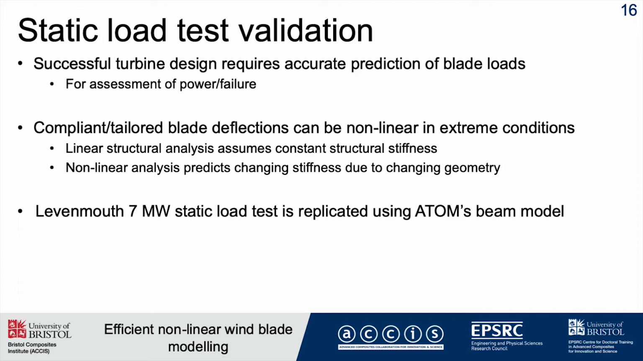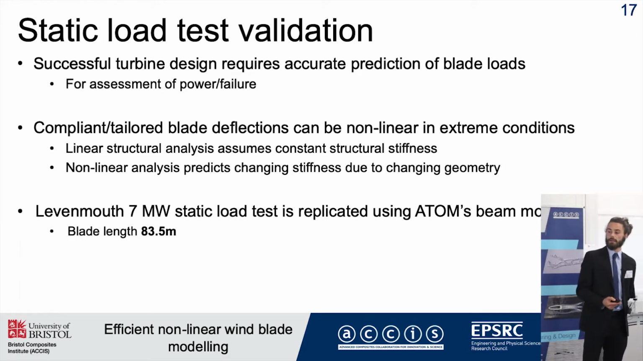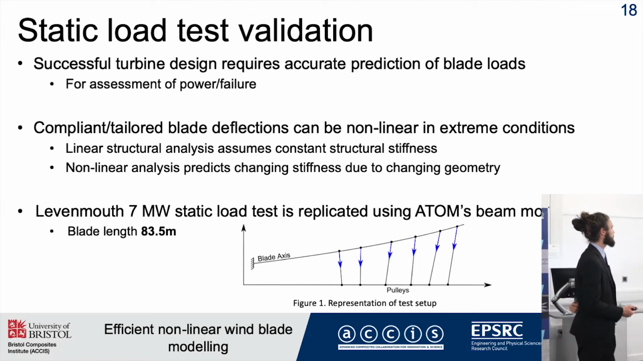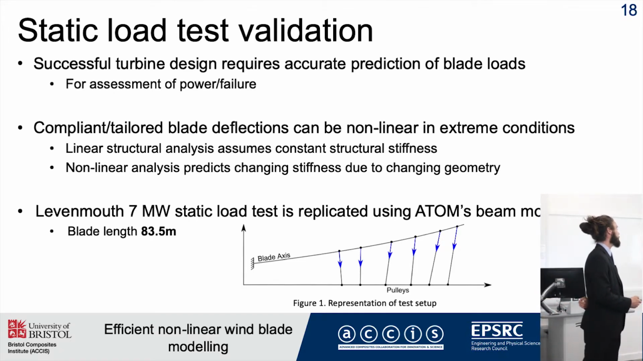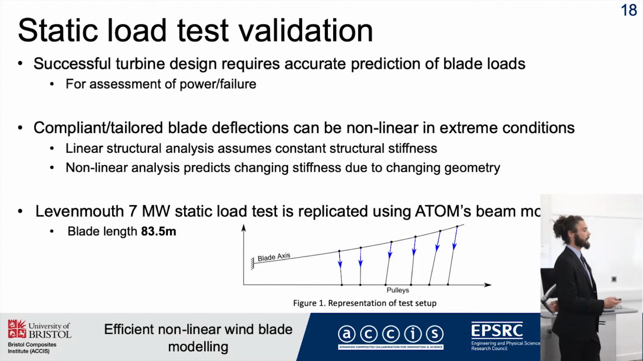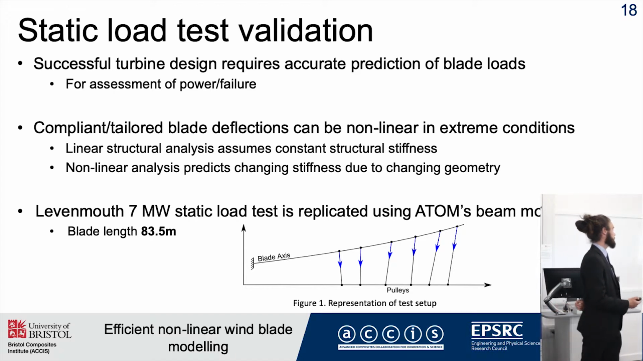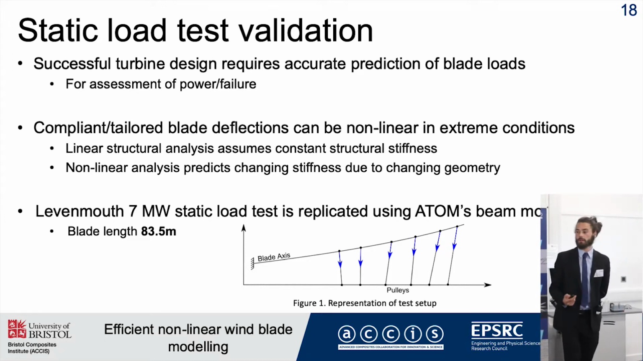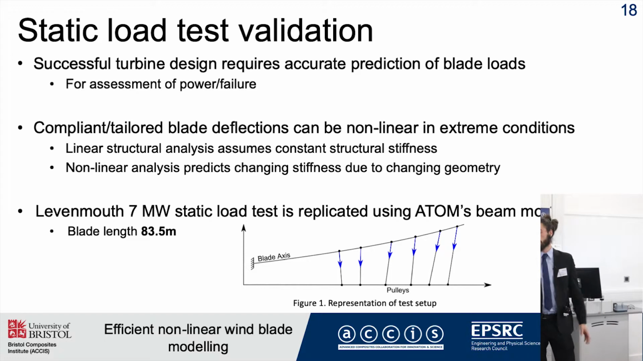So what we did is try to replicate a static load test from a large commercialized blade using Atom's model. The blade length was 83.5 meters, and it was from a 7 megawatt turbine. This is a little figure of the test setup. The black line indicates the blade axis within the hull, so that's the undeflected position. And then the blue arrows indicate the pulleys. They're connected to load frames on the blade and then fixed to the ground.